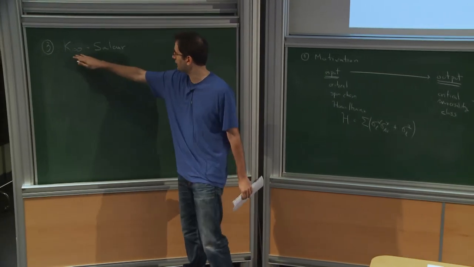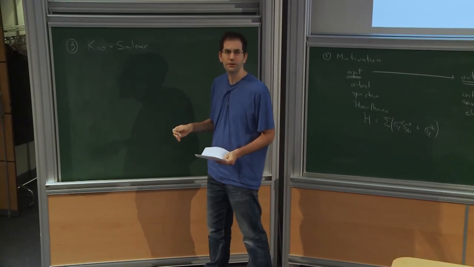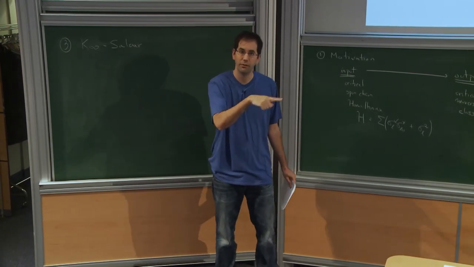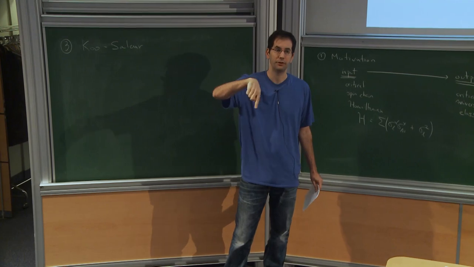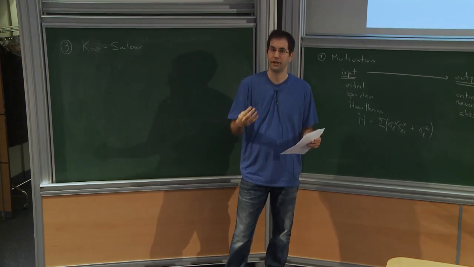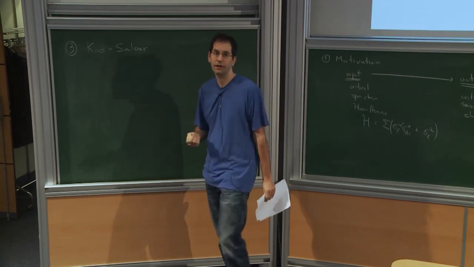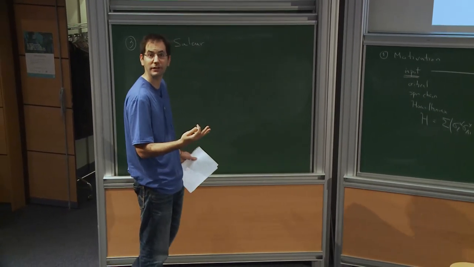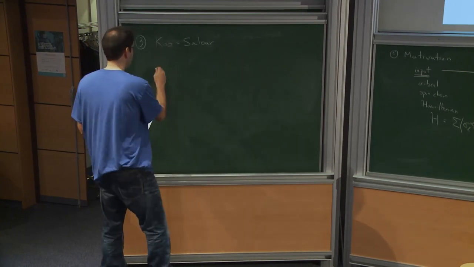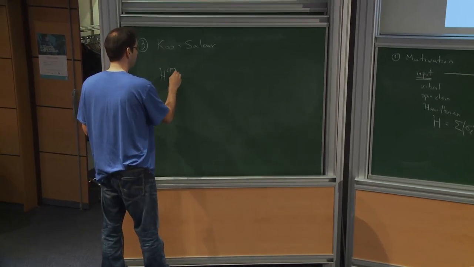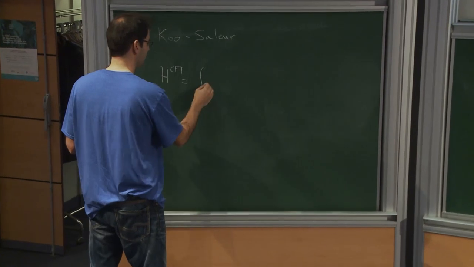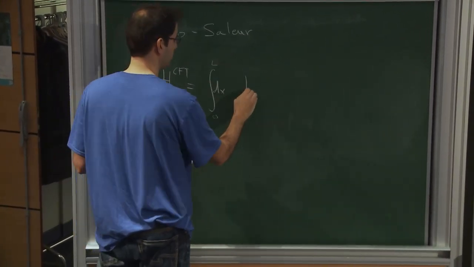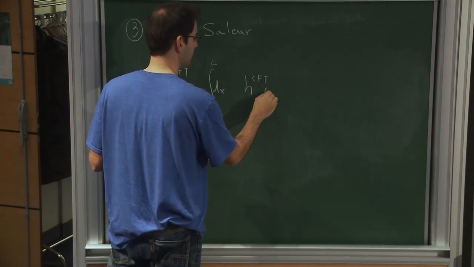So instead of telling you directly what the Koo-Saleur formula is, I'm going to go back and try to understand the first part, where in the low energy you take the lattice Hamiltonian, you diagonalize it, and you start extracting energies and momenta, which correspond to scaling dimensions and conformal spins. What's happening there is very simple. We have some Hamiltonian of the CFT, which is nothing but an integral over the circle of some Hamiltonian density for the CFT.